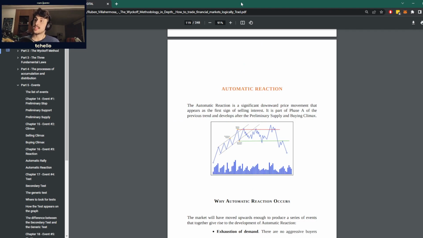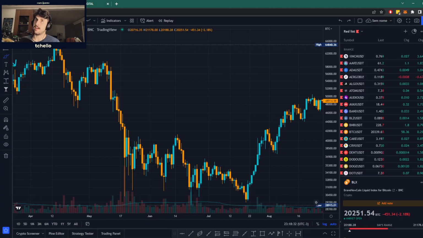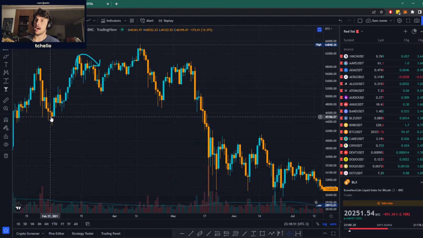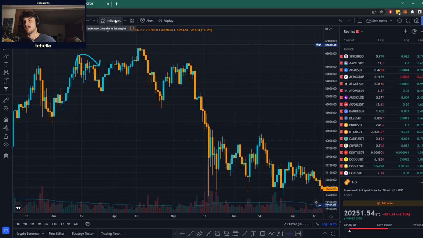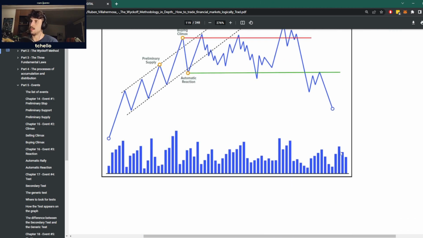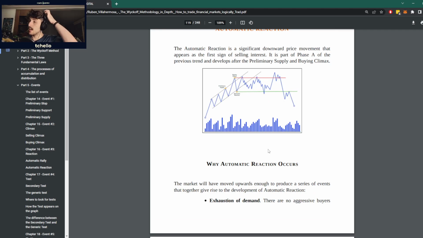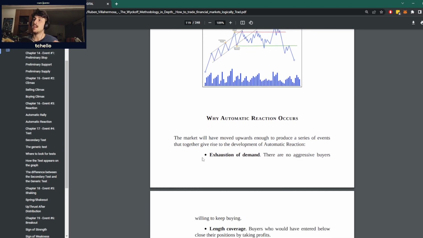Okay, and the automatic reaction is basically the same, but flipped upside down. Okay, so instead of the top of the range, it delimitates the bottom of the range, right? And instead of the secondary test delimitating the bottom of the range, it delimitates the top of the range, and so on and so forth. Okay, and this is a pretty great diagram here. Okay, and again, inversely to the automatic rally, what we have here is first the exhaustion of demand.